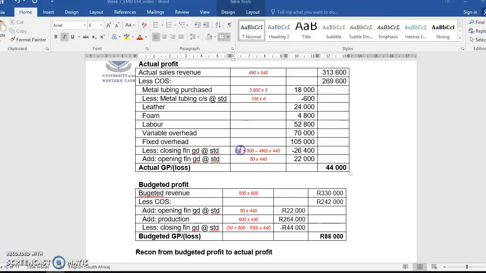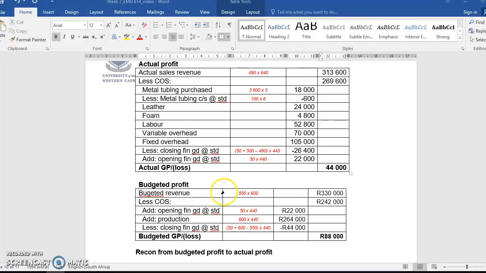Closing stock is, start with 50, add 500, less 490, which is what we've sold. We're left with 60, and 60 times the standard price, which should be standard because IFRS says we must use the standard, is 440. And remember, it's opening stock plus production costs less closing stock. So when we add up all of this, we get to 269,600, and then sales minus cost of sales gives you gross profit of 44,000.